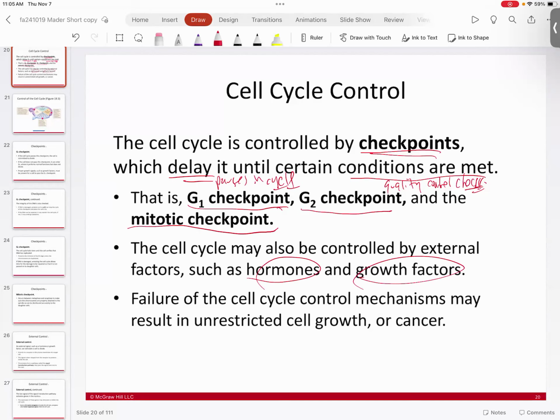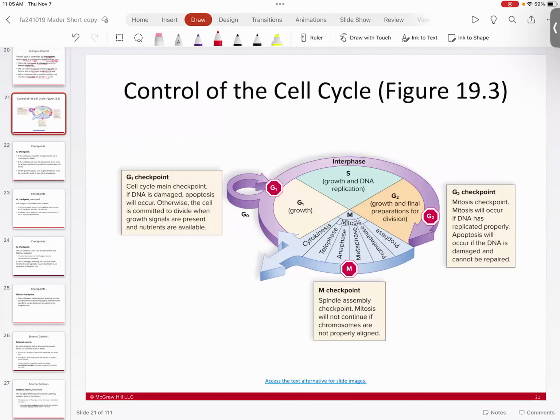Now, if you fail in cell cycle control, or if the cell becomes out of control, that is to say they're not listening, then that can create what's referred to as unrestricted cell growth, which can ultimately lead to cancer, because cancer is essentially a disease of uncontrolled cell growth. So that's kind of what it looks like.